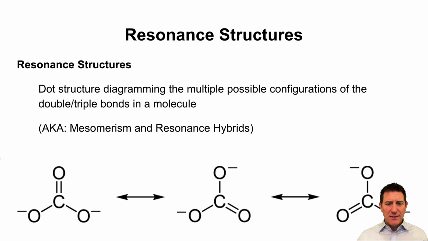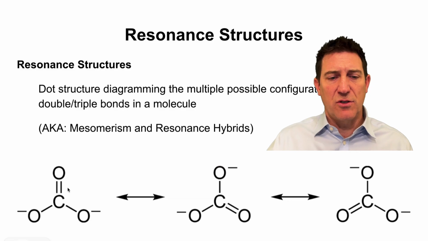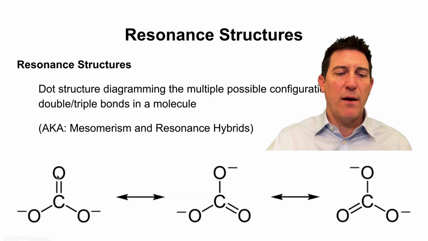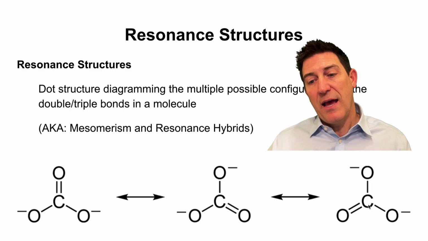Well, here's the thing. This is kind of weird and kind of complex, but let me walk you through it. When we show a resonance structure, it's just the dot structure diagram or the Lewis structure diagram that shows all the possible configurations of where a double or triple bond is in a molecule. I've drawn, or roughly drawn, a Lewis structure. This is just the skeleton structure, where the double bond is in this position, and in this position, and this one, and it's over here.